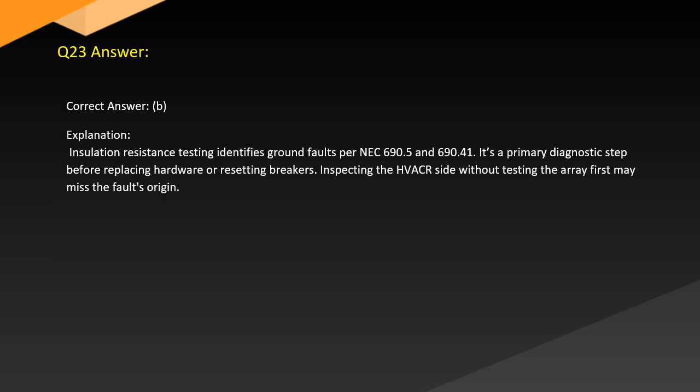Answer. Correct answer: B. Explanation. Insulation resistance testing identifies ground faults per NEC 690.5 and 690.41. It's the primary diagnostic step before replacing hardware or resetting breakers. Inspecting the HVACR side without testing the array first may miss the fault's origin.